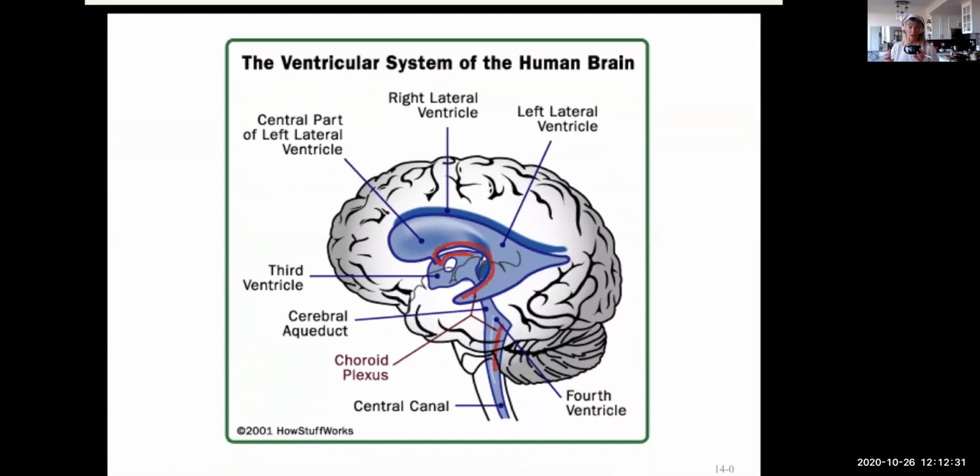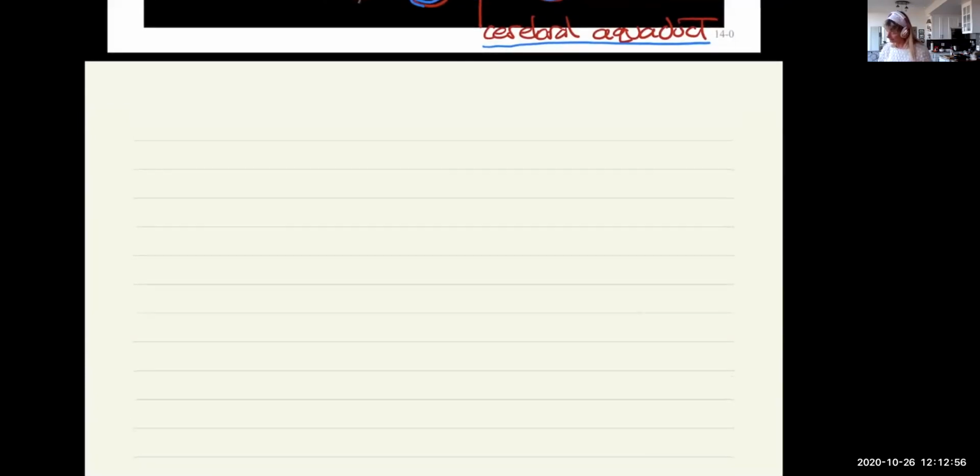So this is a better diagram to show you where the ventricles are. And I'll talk about the choroid plexus in a moment. That is a plexus of blood vessels that helps to produce cerebrospinal fluid. So let me make some notes about the ventricles and cerebrospinal fluid, or CSF.